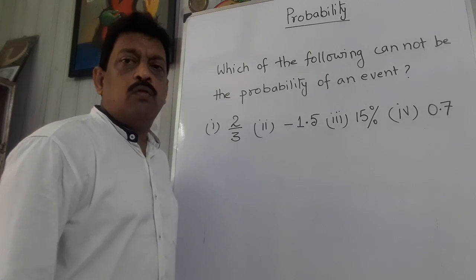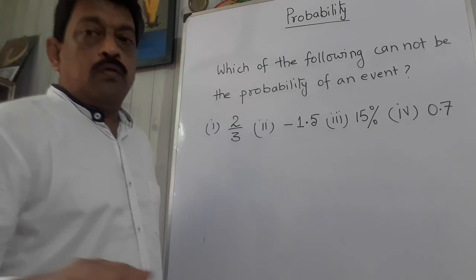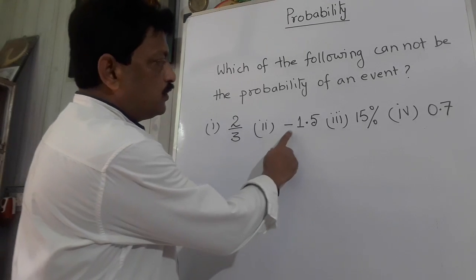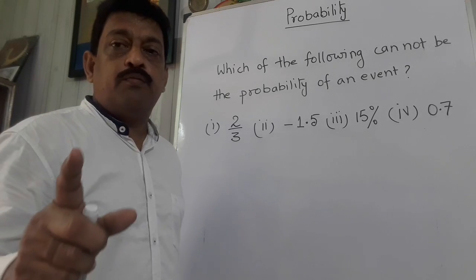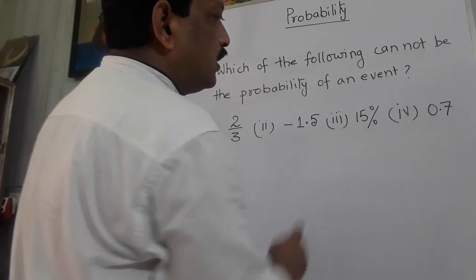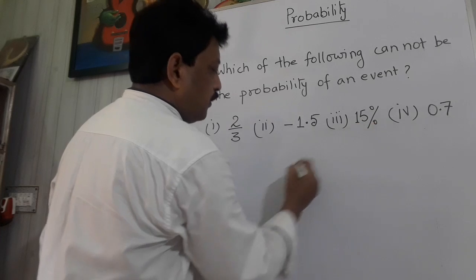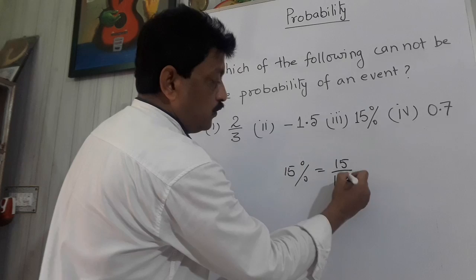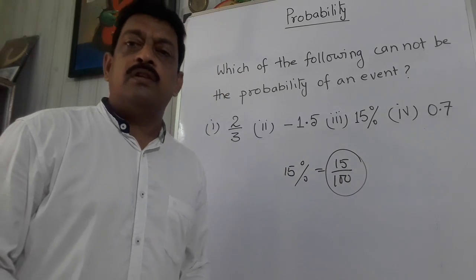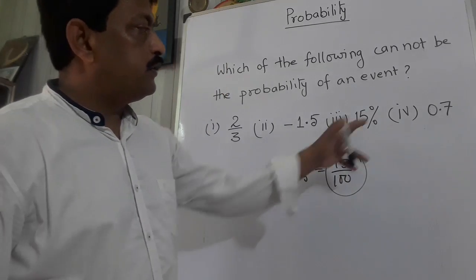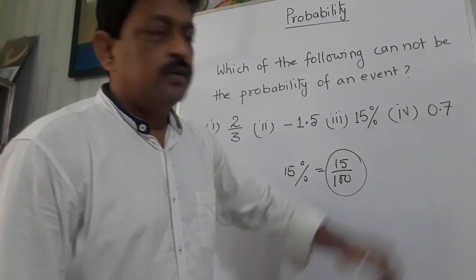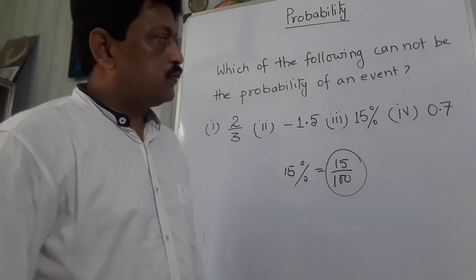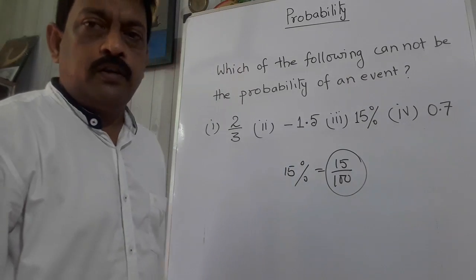The second option, minus 1.5. We know that the probability of an event cannot be negative. So the second option cannot be the probability of an event. The third option is 15%. 15% means 15 upon 100, which also lies between 0 and 1. So this can be the probability of an event. The fourth option, 0.7, also lies between 0 and 1, so this can also be the probability of an event.